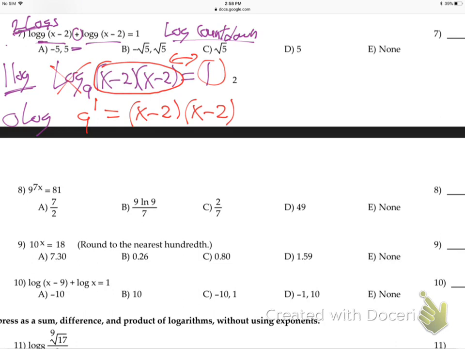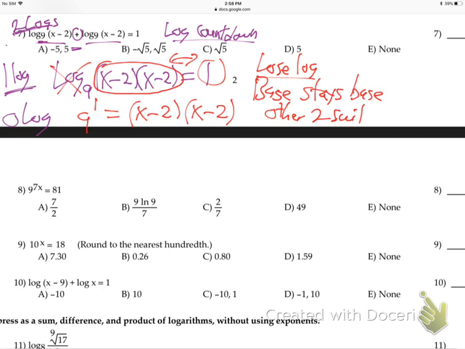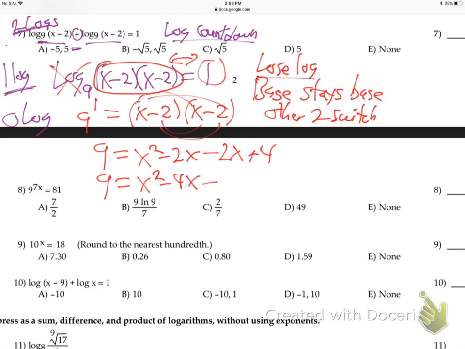Everybody good there? When you lose the log, whenever you lose log, base stays the base. Other 2 switch. Okay, now what? Well, now you got to FOIL that out. What do you got? X squared minus 2x minus 2x plus 4. X squared minus 4x plus 4.